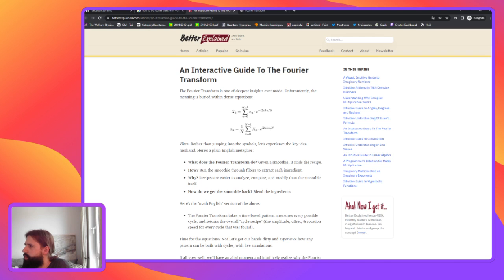Okay, so these two equations, rather than jumping into the symbols, the key idea first-hand is spinning. Give it a smooth signal and it finds the recipe. I like that.